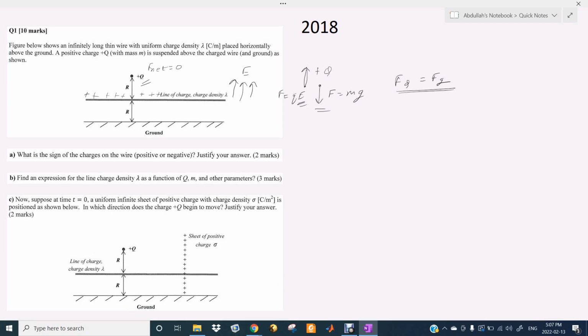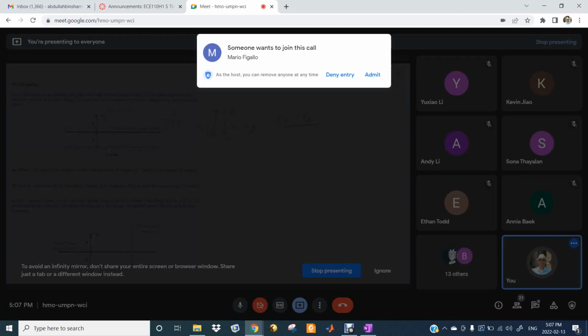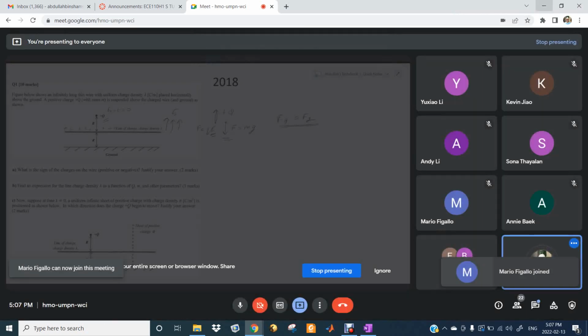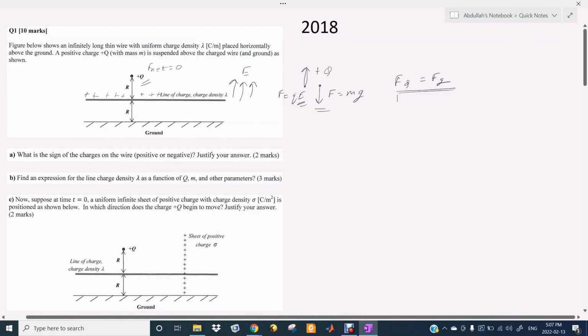So now they said, okay, you have to find an expression for the line charge density, right? In terms of Q, M, and lambda. All right, people are still trying to join. That's good. All right. So you have to find the line charge density, lambda, in terms of the mass of the charged particle and the charge Q of the charged particle, right?